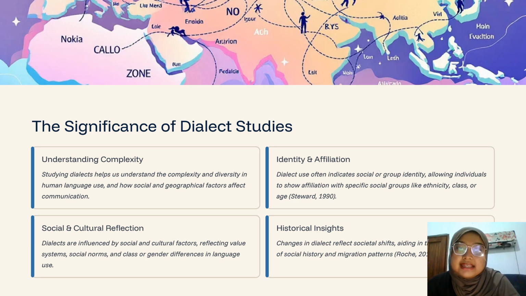The second is identity and evaluation. Dialects often signal social or group identity, helping individuals express belonging to specific groups such as ethnicity, social class, or age cohorts. And the third is social and cultural reflection. Dialects are shaped by social and cultural elements, reflecting societal value systems, norms, and differences in language use based on class or gender. And the last is historical insight. Analyzing change in dialects can reveal societal shifts over time, assisting in the reconstruction of social history and migration patterns.